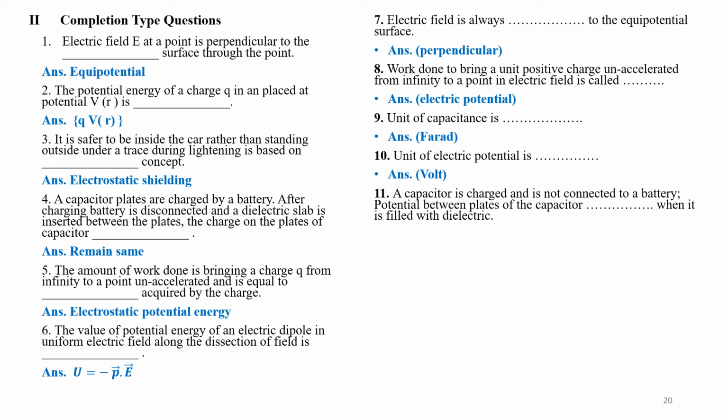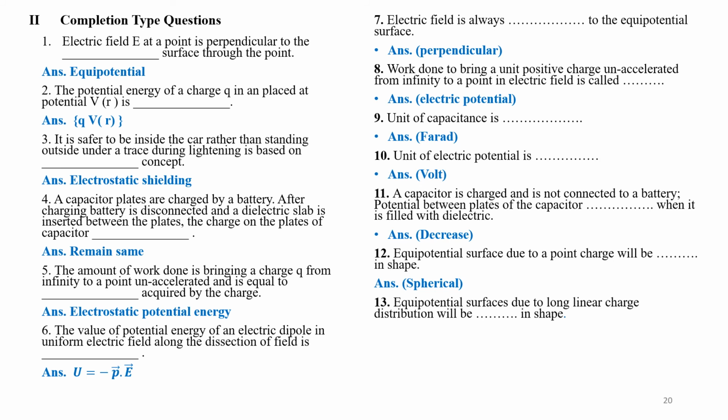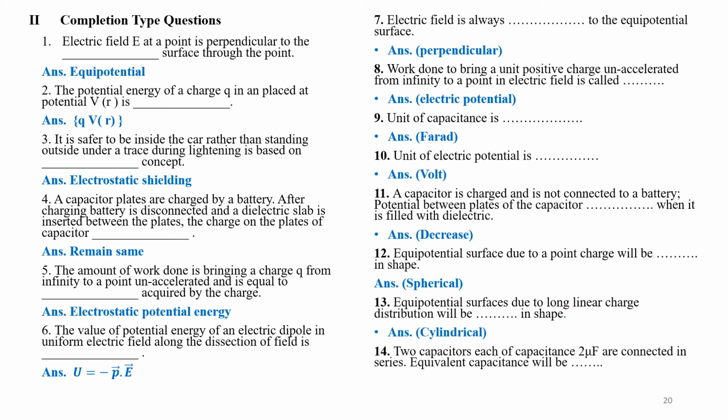Question 11. A capacitor is charged and is not connected to a battery. Potential between plates of the capacitor when it is filled with dielectric constant decreases. Equipotential surface due to a point charge will be spherical. Question number 13. Equipotential surface due to a long linear charge distribution will be cylindrical.